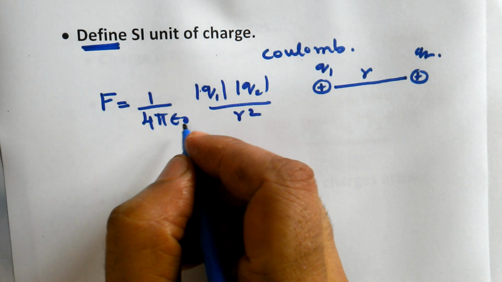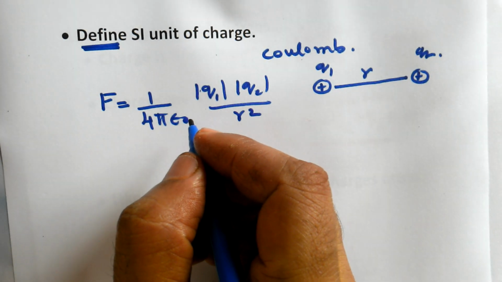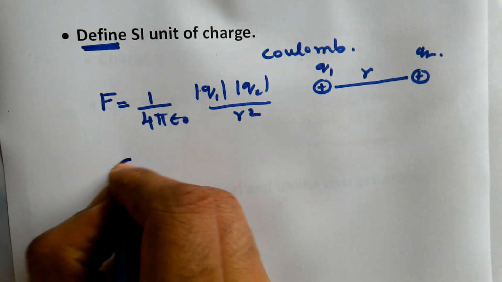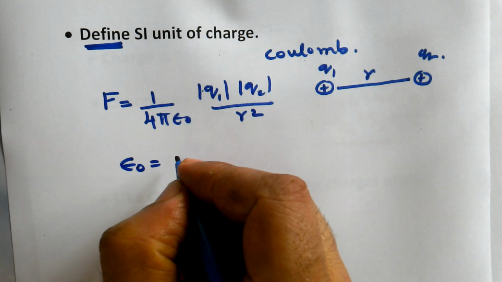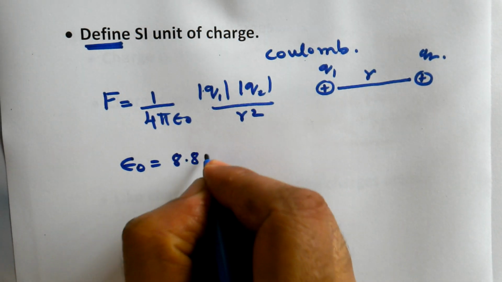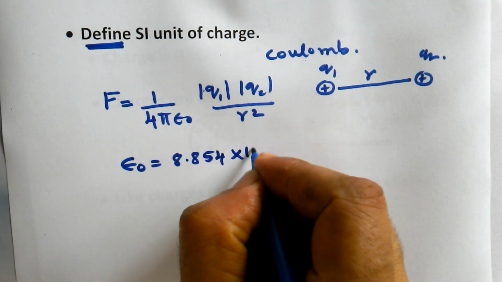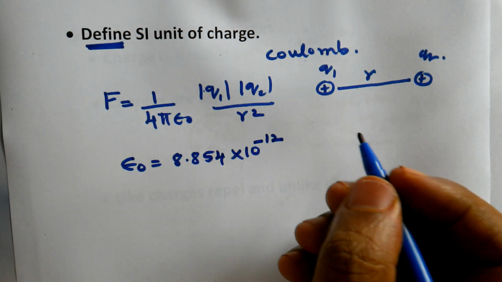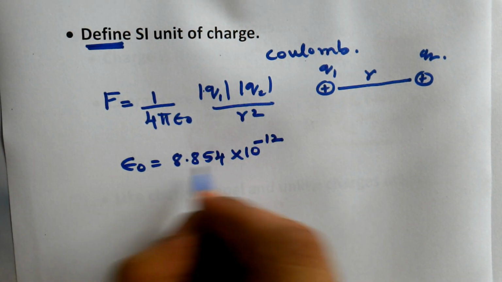Now, you know that epsilon naught is the permittivity of free space or vacuum, and the value of epsilon naught is given by 8.854 into 10 to the power minus 12. And if you want to write the unit for this, it is very easy to remember.